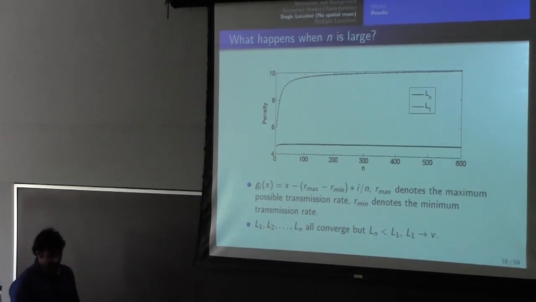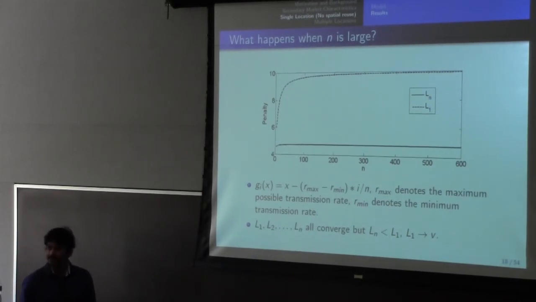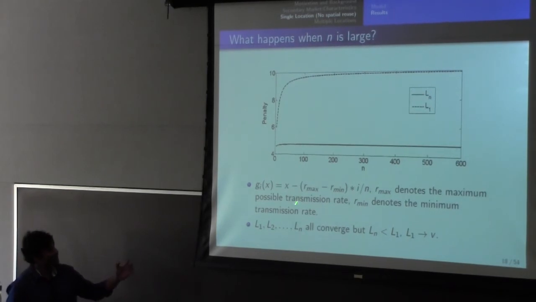So what does this mean? Even if for finite n the distribution functions are mixed strategies, that the primaries select from using some distribution function, when n becomes large, they will select a pure strategy. So for a given transmission rate, they will select a deterministic price. That is very interesting.